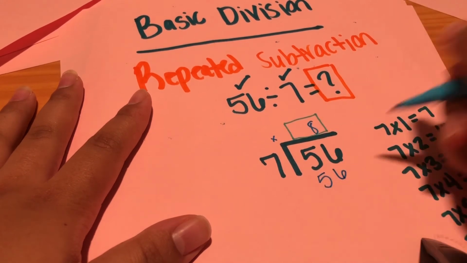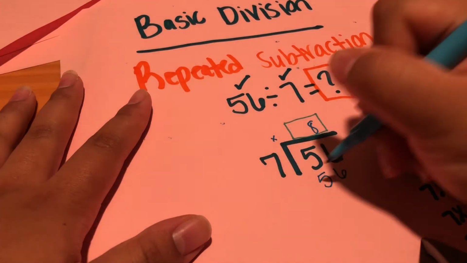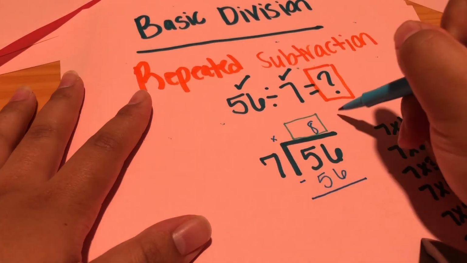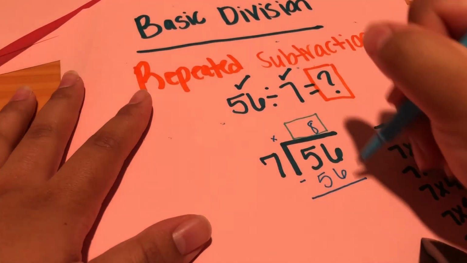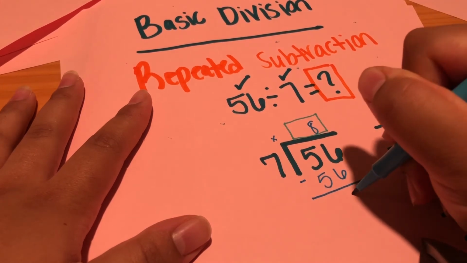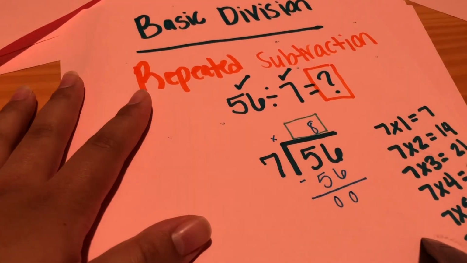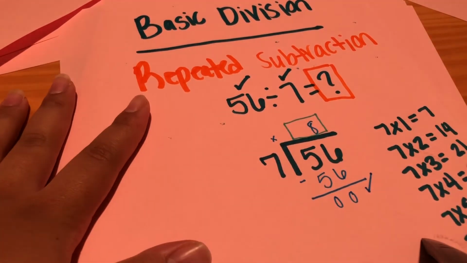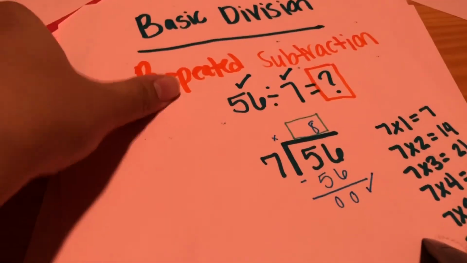And since we are doing repeated subtraction, we have to subtract what 7 times 8 is. So 56 minus 56 is 0. And when we get down to 0, that's usually how we know that we are done. All right, so we're going to do that again with another problem. Our next problem is 36 divided by 6. So go ahead and write that down while I'm getting this ready.